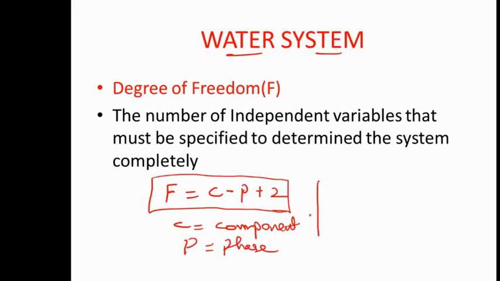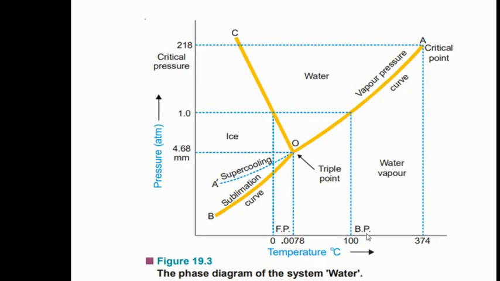So just keep in mind that water has three phases: it can act as a solid, it can also act as a liquid, and it can also act as a vapor phase. So water can exist in three phases. Okay, so this is the one component system diagram.